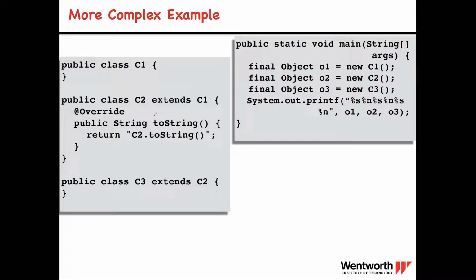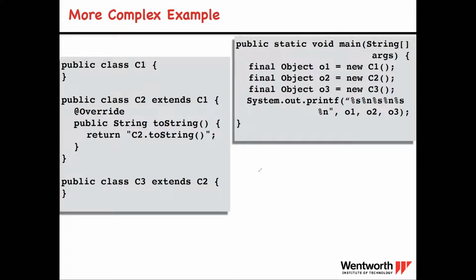This toString is part of C2. And it just prints out this C2.toString to show you that it's calling it. Main over here creates 3 objects. The first one is a C1. The second one's a C2. The third one is a C3. And then we print out stuff related to all those. Print out object 1, new line, object 2, new line, object 3. So we're going to print out essentially the toString from all 3 of these.